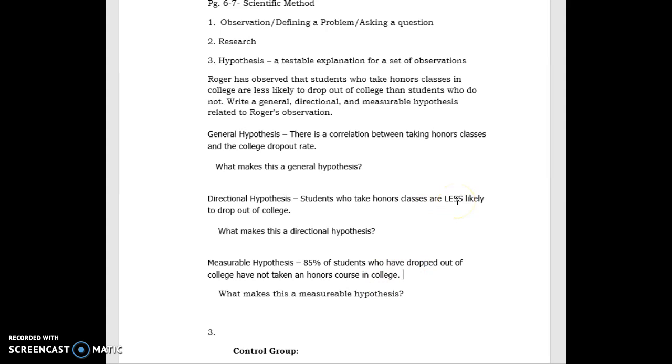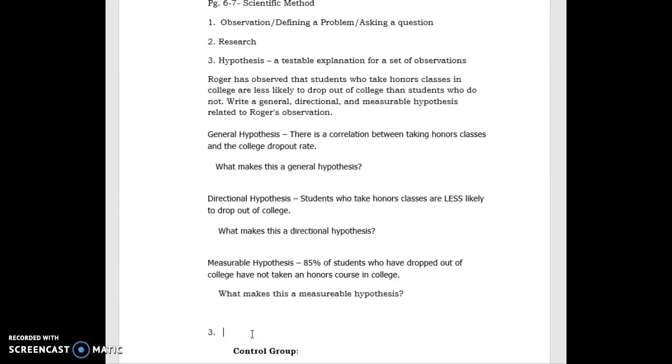Less likely doesn't give you an exact number. It's very subjective. It could be along the gamut of how much less likely. But measurable gives you a specific number. So when we look at these three, and we'll revisit the purpose of a hypothesis, it gives you that idea of what you're doing. And later on, after you run your data and look back at it, we then go back and decide, do we agree with our original statement, or did we prove that they're wrong? But we'll revisit that once we get through the steps.